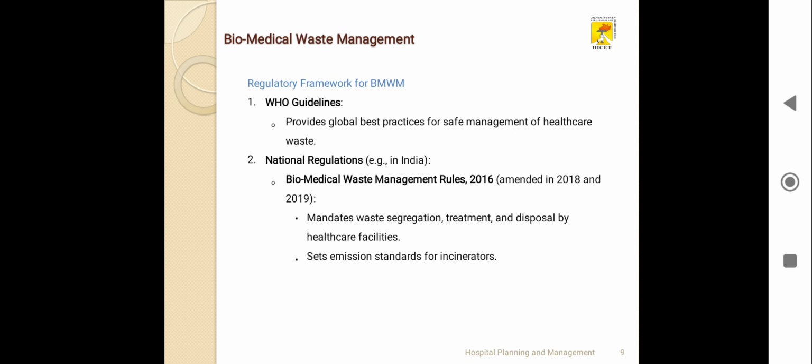Regulatory framework. The WHO guidelines provide global best practices for safe management of healthcare waste. And for national regulations, for example in India, the Biomedical Waste Management Rules 2016, amended in 2018 and 2019, mandate waste segregation, treatment, and disposal by healthcare facilities and set emission standards for incinerators.